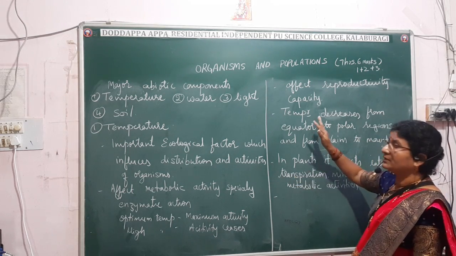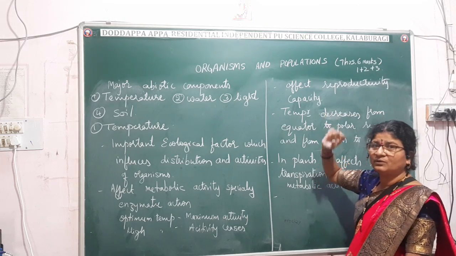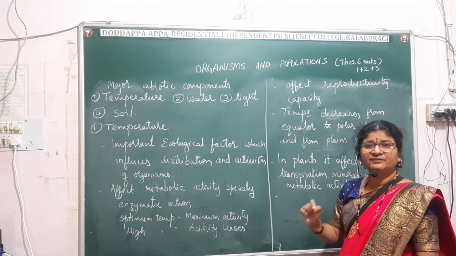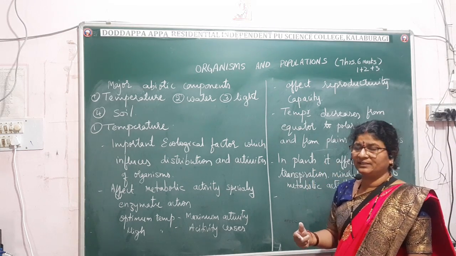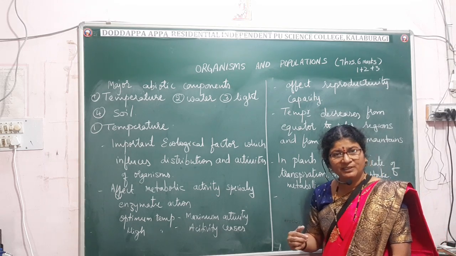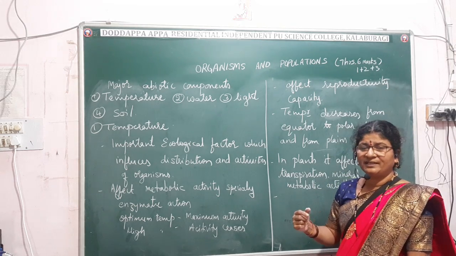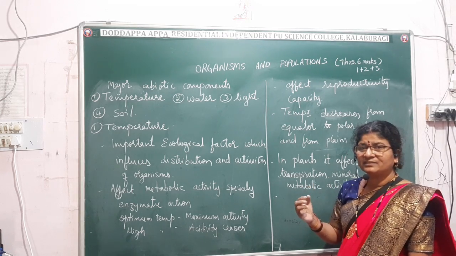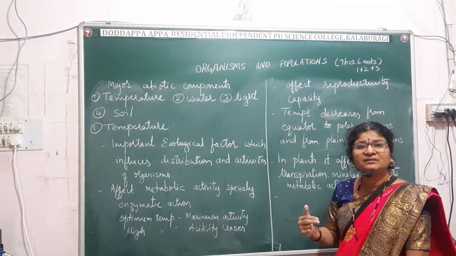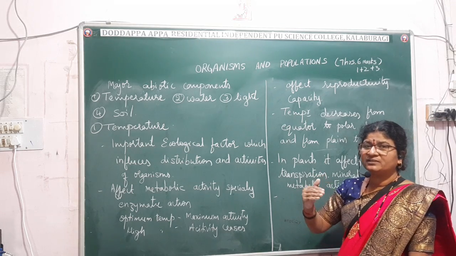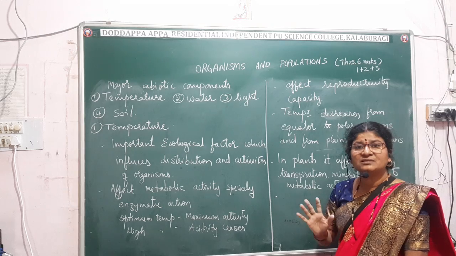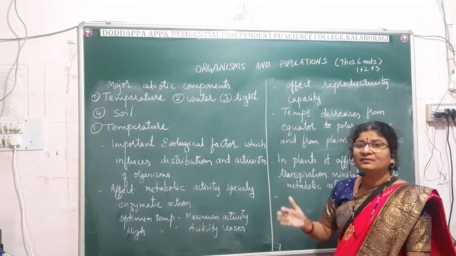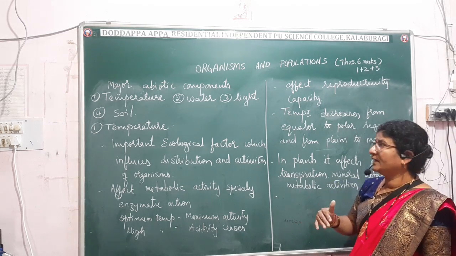Next, the effect of temperature on reproductive capacity. The reproduction rate of the organism also gets affected by temperature. For example, in human reproduction, the testes are placed outside the body, and their temperature is nearly 2 to 3 degrees less than the body temperature. If the temperature rises, the spermatogonial cells will die and sperm production in males will be affected, as you have already studied. That is how it affects the rate of reproduction.